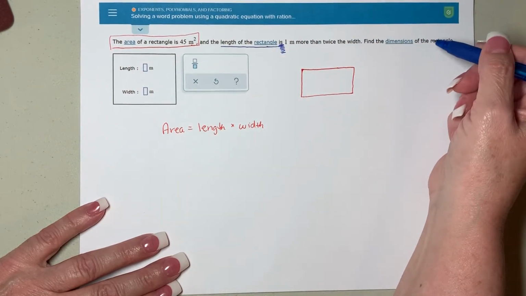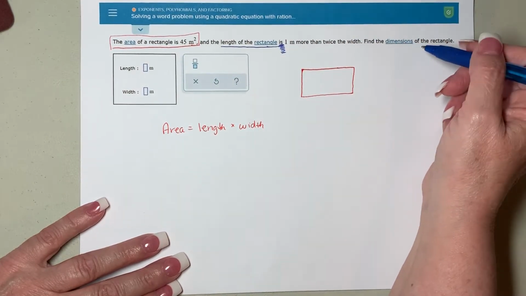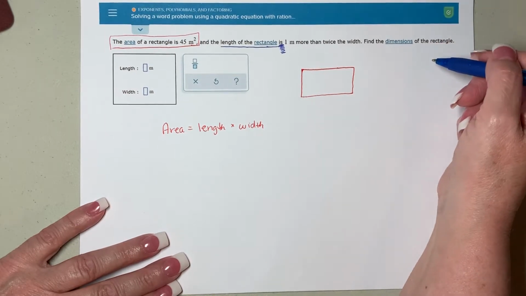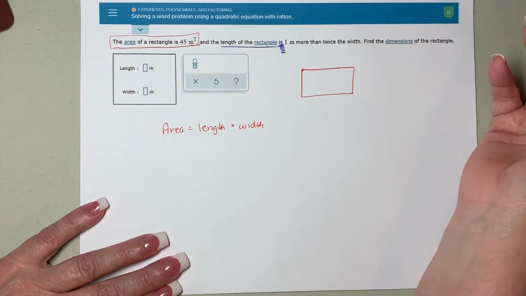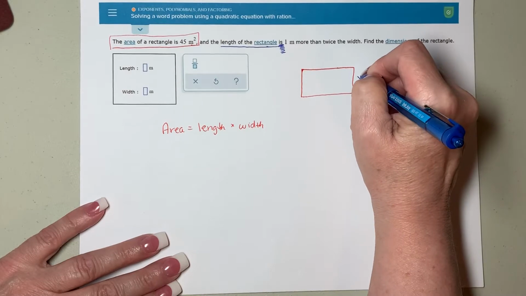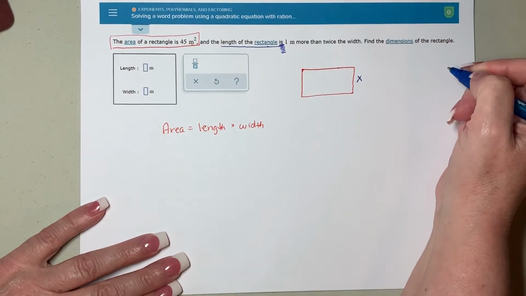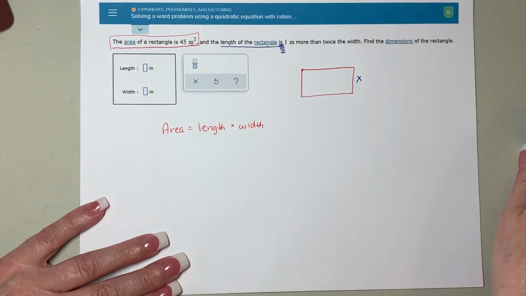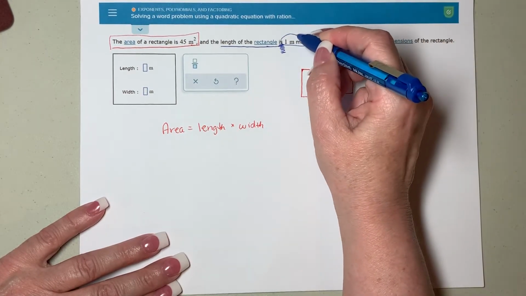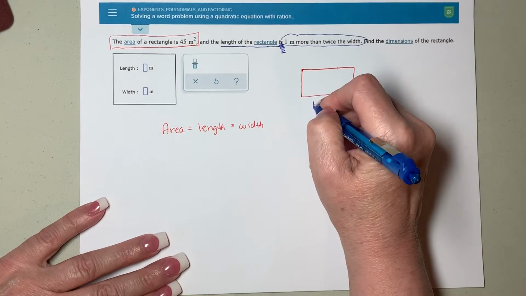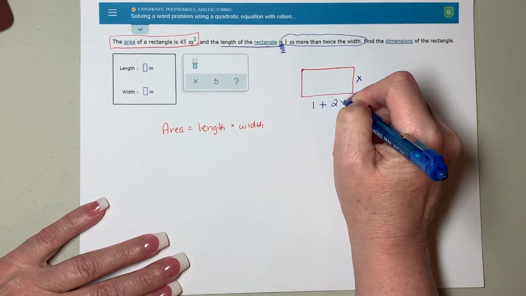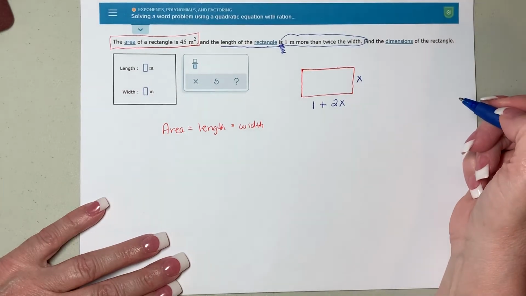Now they tell me the length of the rectangle is blah, blah, blah. They never ever say what the width of the rectangle is. They never tell me that. So guess what the width is. The width is x. And then the length is 1 meter more than twice the width, and the width was x.